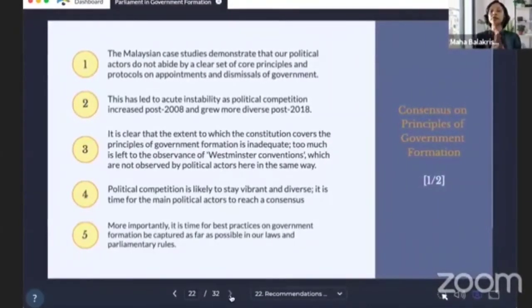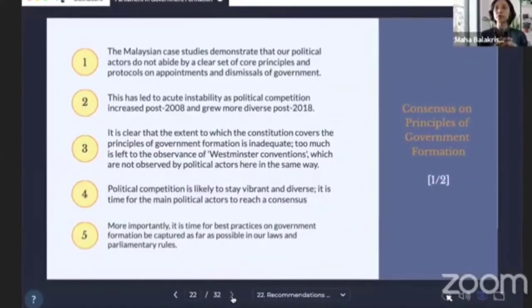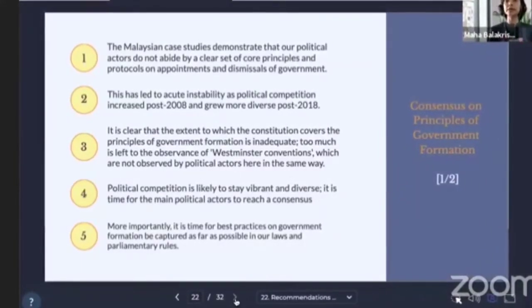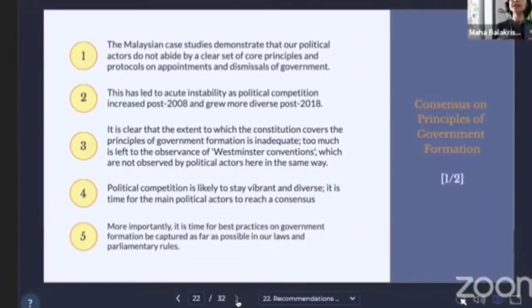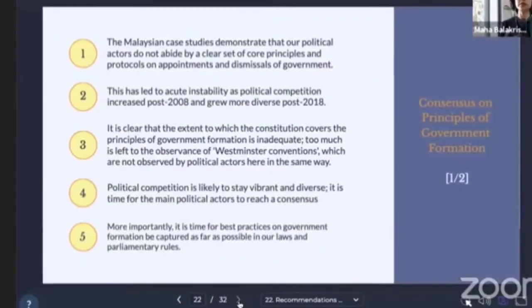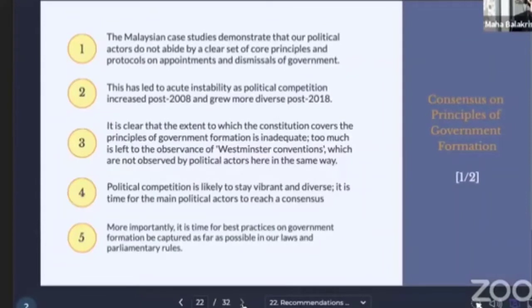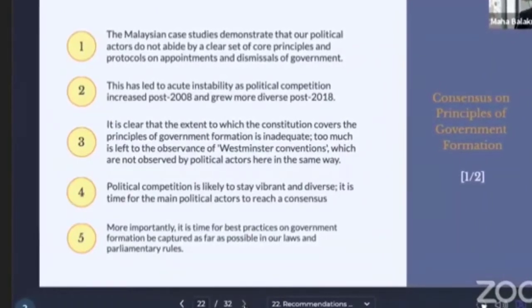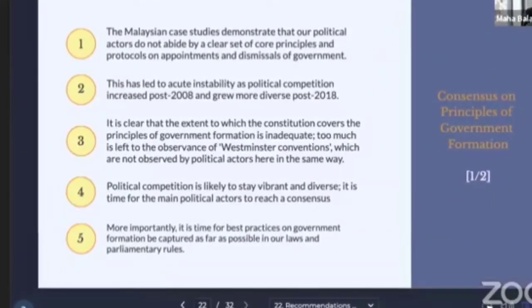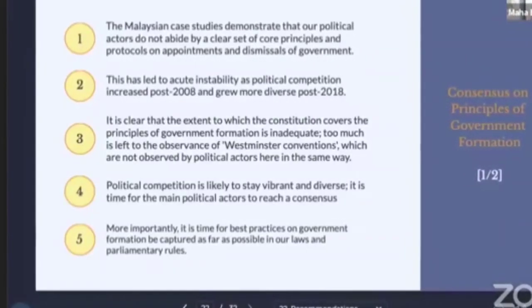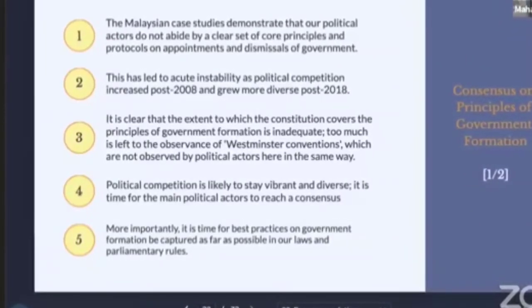Right, so my first recommendation is about building a consensus on principles of government formation. This is, of course, going to be difficult to do, yeah? Because as I said earlier, the Malaysian case studies demonstrate that our political actors don't abide by a clear set of principles and protocols. And because of that, it has led to acute instability. Now, as I also said earlier, it is difficult to capture these principles in a constitution. You can't capture all of it, yeah, because so much of it is left to convention.